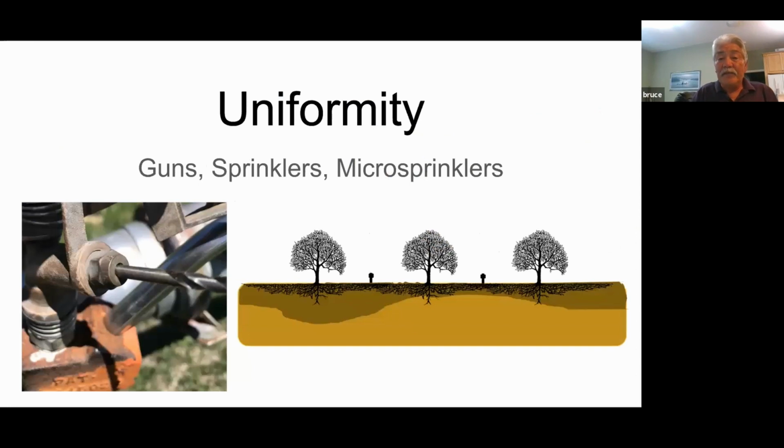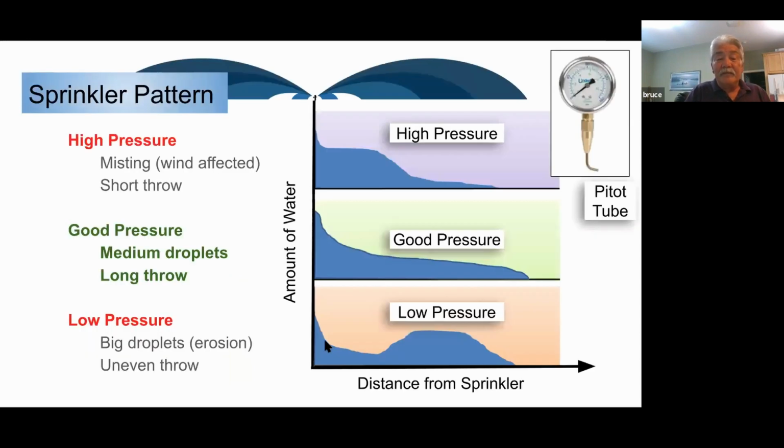Uniformity, guns, sprinklers, and micro sprinklers. That's good, thank you. Next. So what's going to affect the uniformity of your sprinklers? In other words, if we do everything just right, so we have no friction losses along our pipeline, it's a relatively flat field, how can we go wrong still?